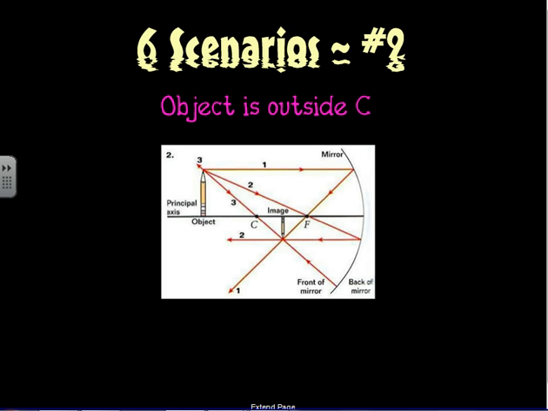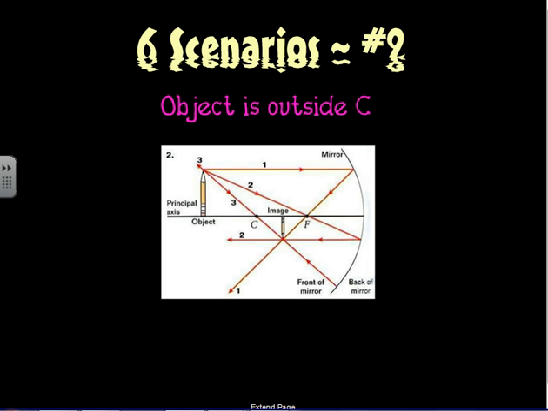In the second scenario, the object is outside of C. In other words, the object distance is greater than the radius of our mirror. But it's not so far away that it would be considered to be at infinity. In this case, you'll notice that the image is located between C and F. It is smaller than the object. It's inverted, and it's a real image.